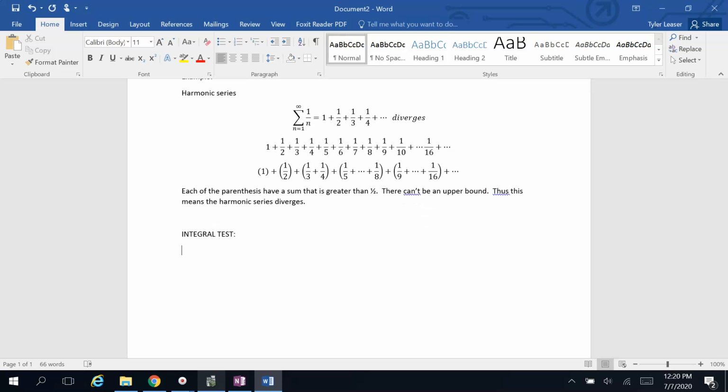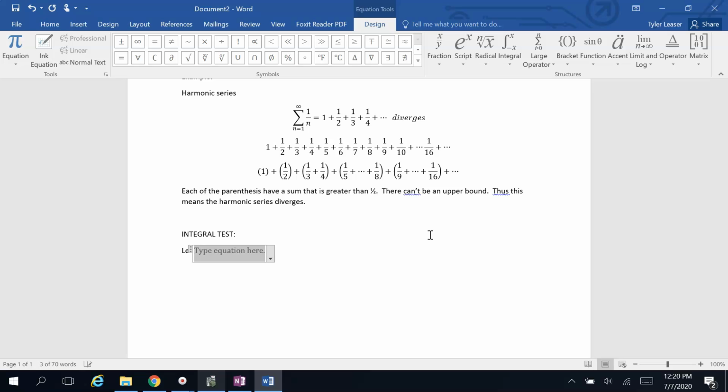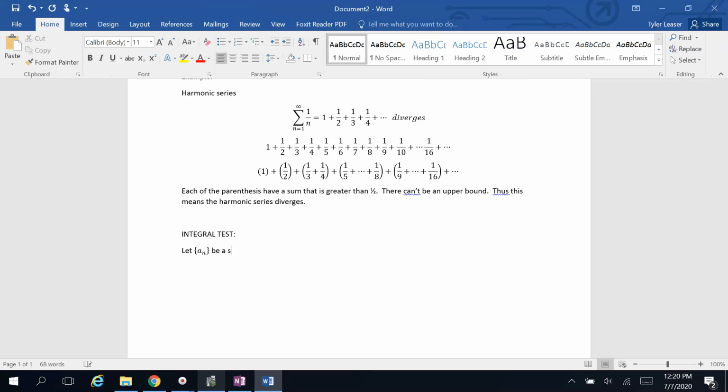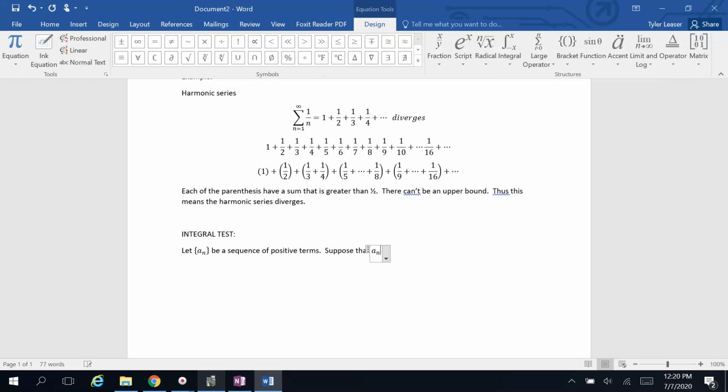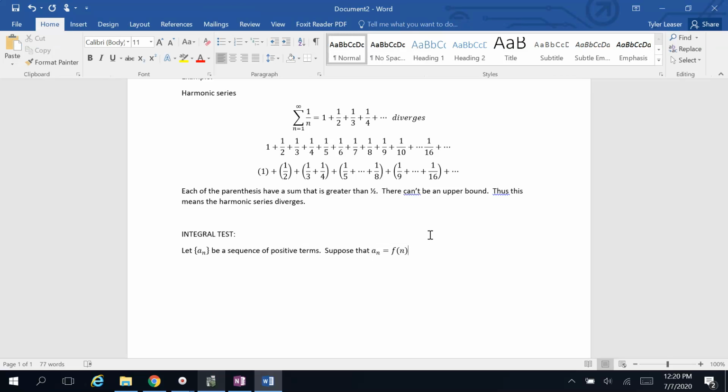So the integral test, let me just write it all out. Let there be a sequence, a sub n, of positive terms. Remember, we had to have them positive terms. Suppose that we also are going to define a function for each of these sequence terms. So we did this back in section 1 as well. Most of the times for these sequences, we can find a function with the same index.